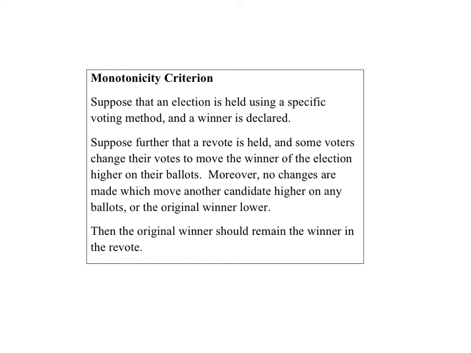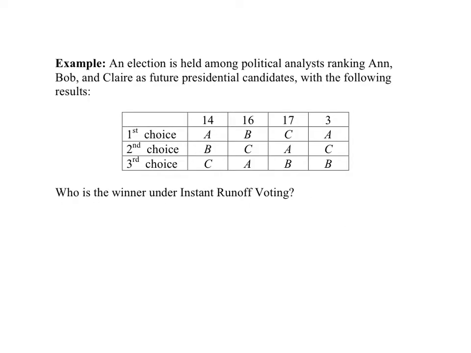Again, this seems, as the other fairness criteria did, so intuitively clear that it's almost shocking that this criterion could ever be violated. But oh, it is. Let's look at an example. An election is held among political analysts, ranking Anne, Bob, and Claire as future presidential candidates with the following results.